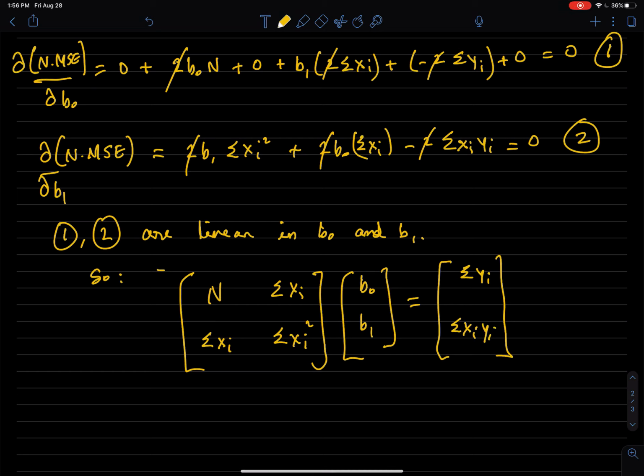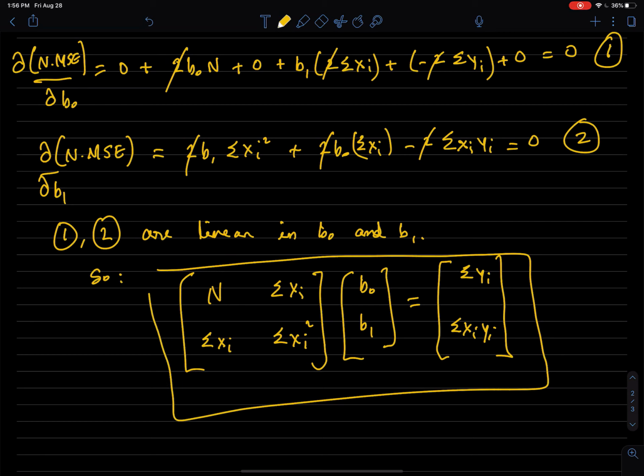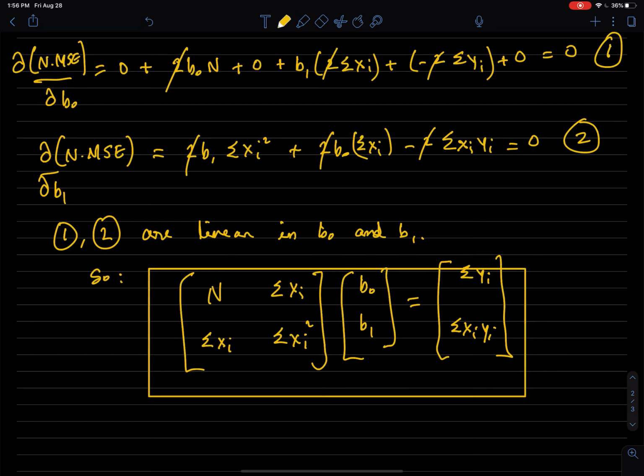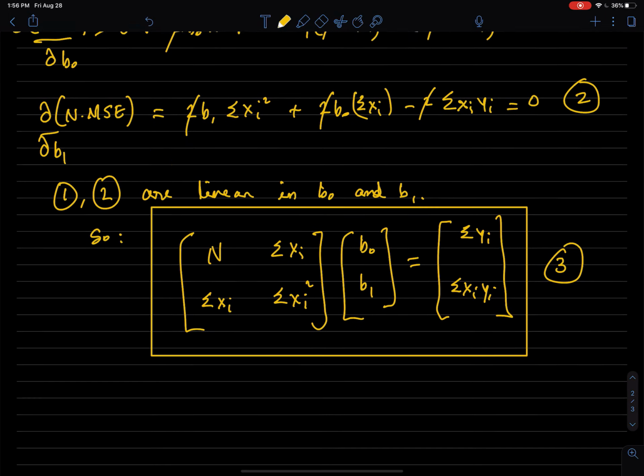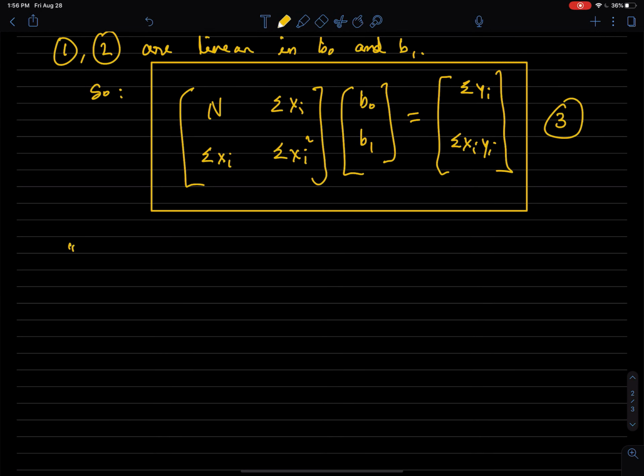Okay, so let me box this equation. This equation, let's call this equation number 3, is sometimes called the normal equations. And if you wanted to solve for b naught and b1, of course, it's relatively easy. It's just two equations and two unknowns. Easy to solve for b naught and b1.